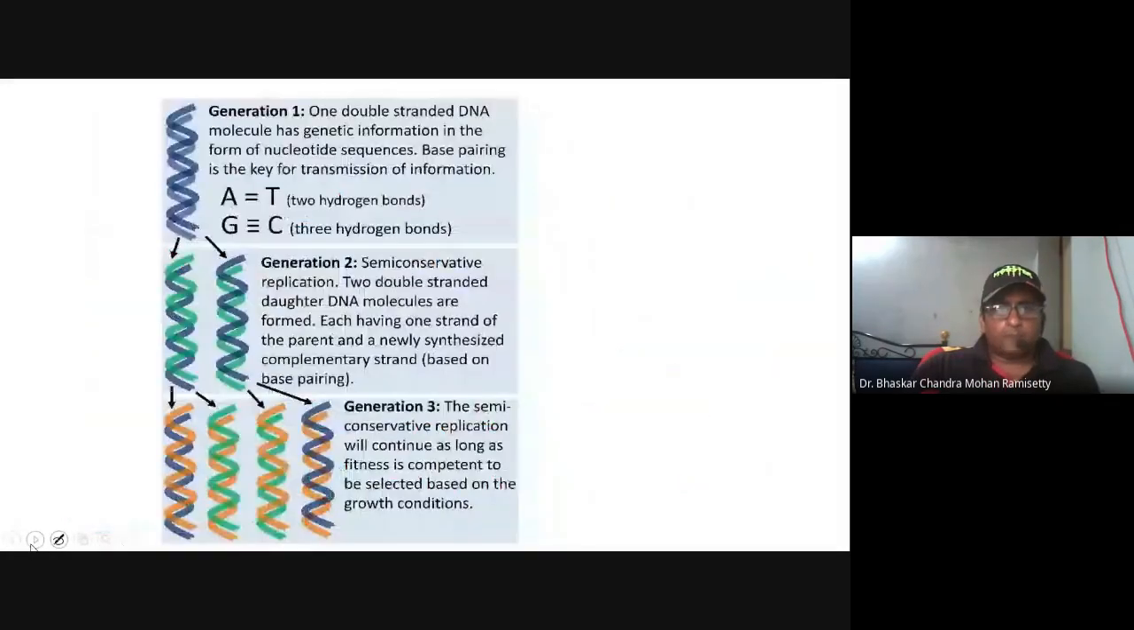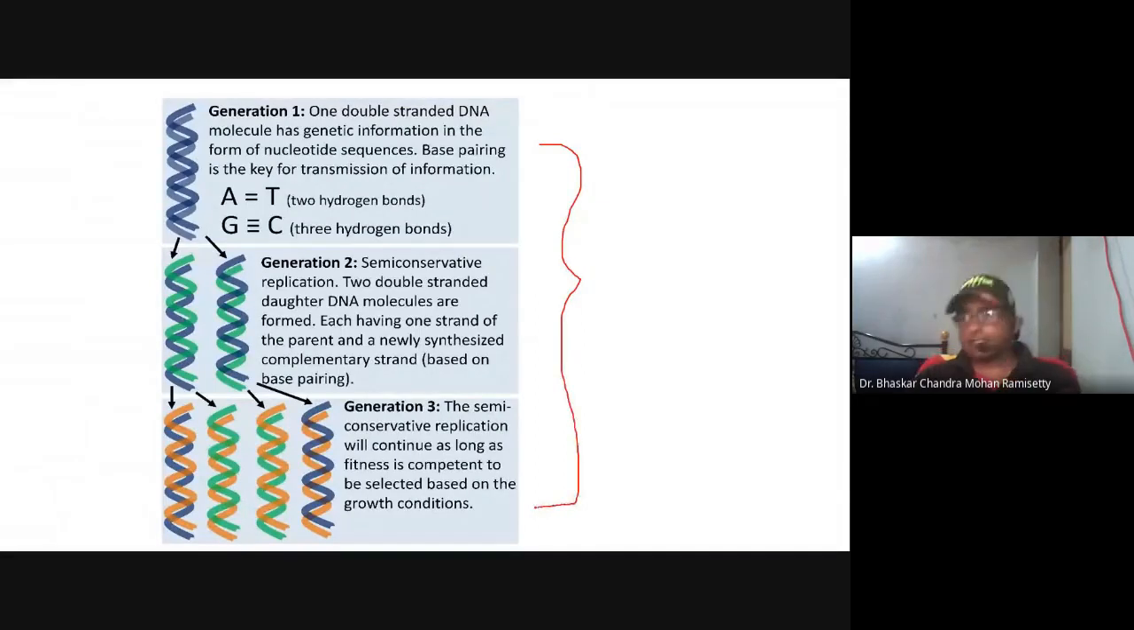So what is being described in this figure? This is depicting semi-conservative replication. I want to know which scientist figured it out and what was the technique used in that. Yes, semi-conservative. Yes, Meselson and Stahl, that's right.